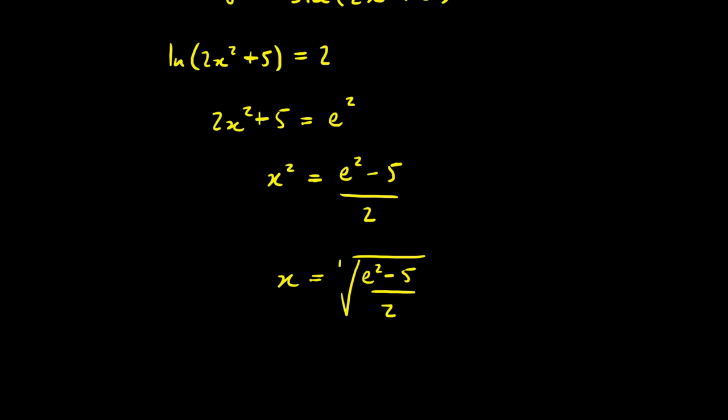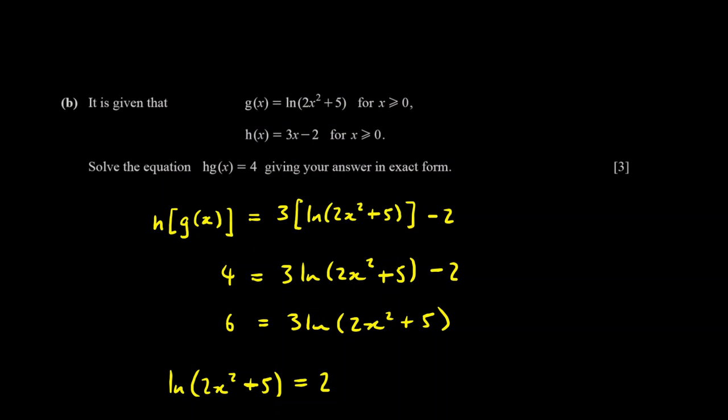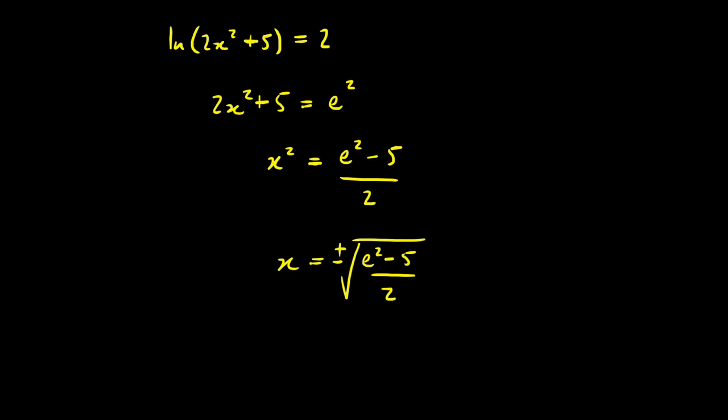And with the square root, we've got this plus or minus issue. But let's just have a quick think. We're told in the question that the domain is x is greater than 0 for both functions. So actually, we can't have the negative here. We can only have the positive. All right, so I'm just going to get rid of that. So that should be our answer. And I'm just going to check that against the mark scheme, to ensure that I'm all right. Let's go to that.